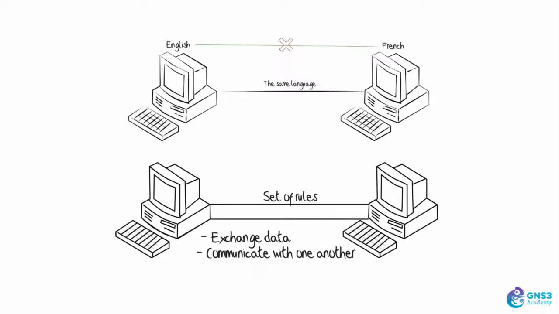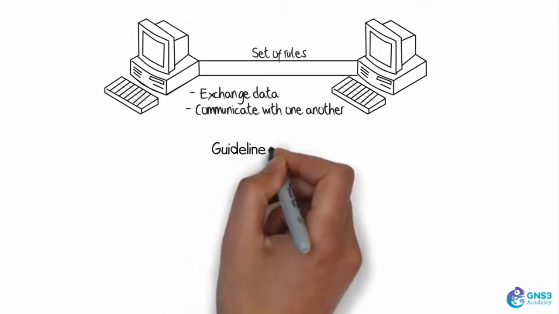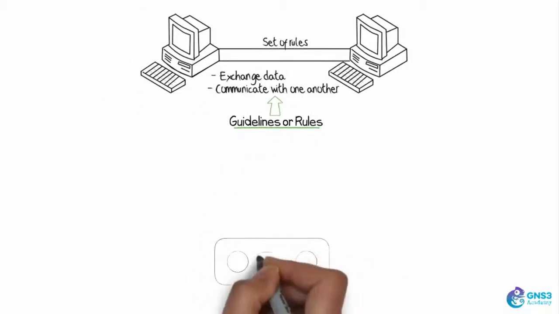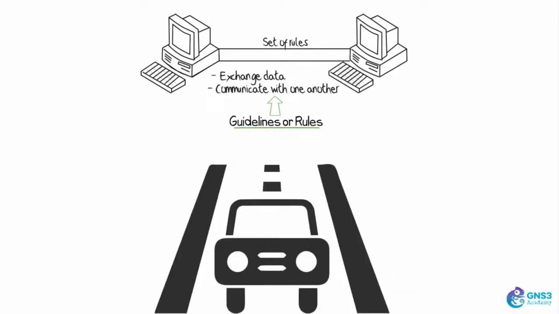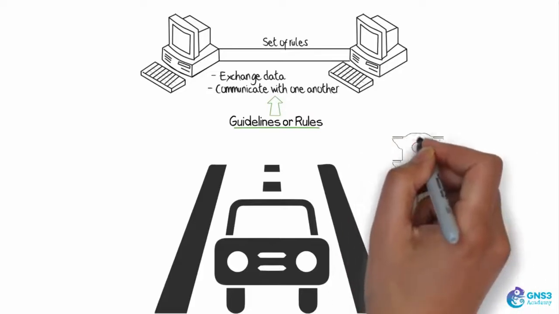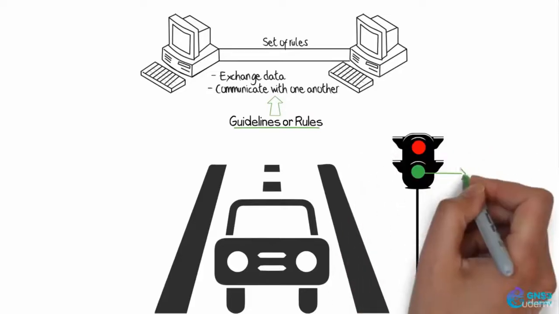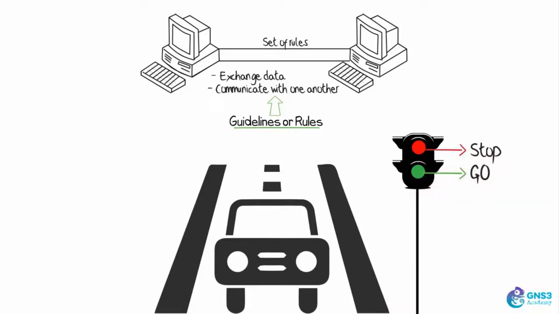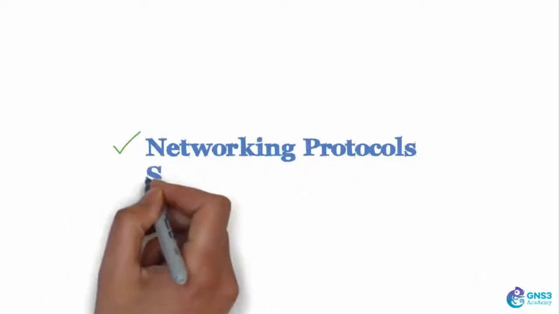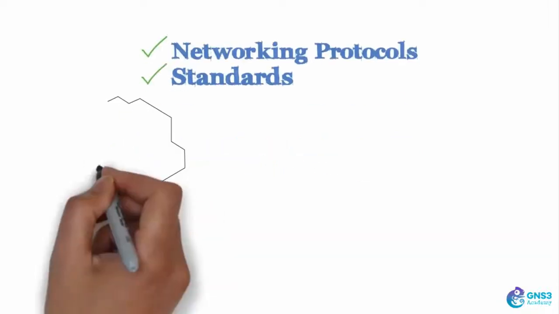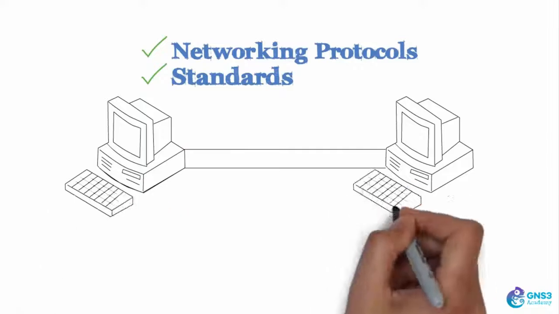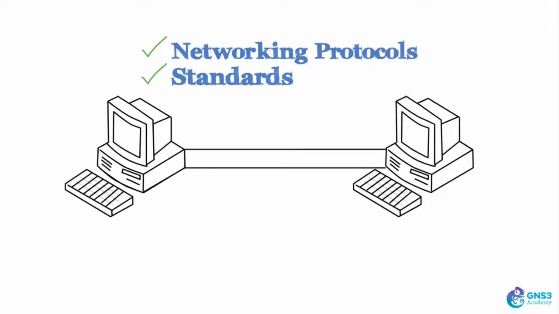In our everyday lives, we follow guidelines or rules when we communicate with one another. As an example, when you drive on the road, you follow a set of rules. When a traffic light is green, it means go. When it's red, it means stop. Now in networking, there are many types of networking protocols and standards to ensure that computers can effectively communicate with other devices which may be right next to them or on the other side of the world.